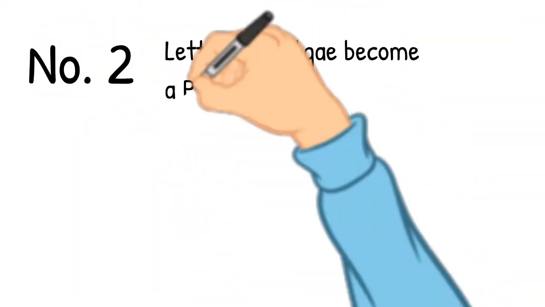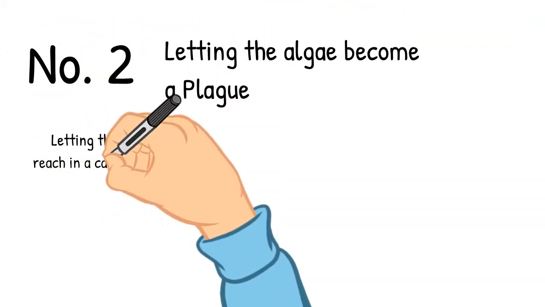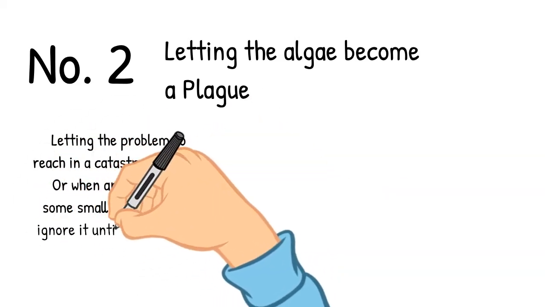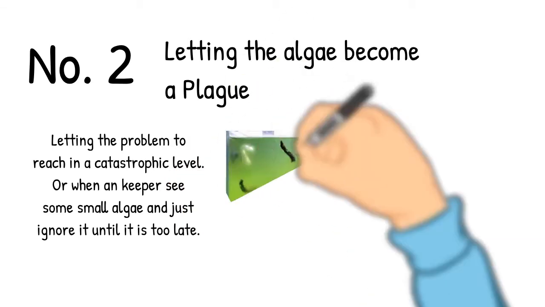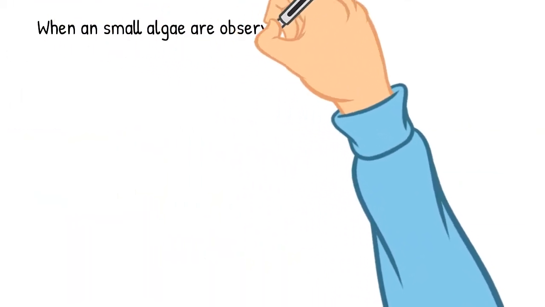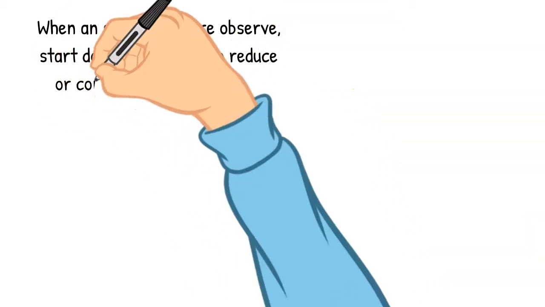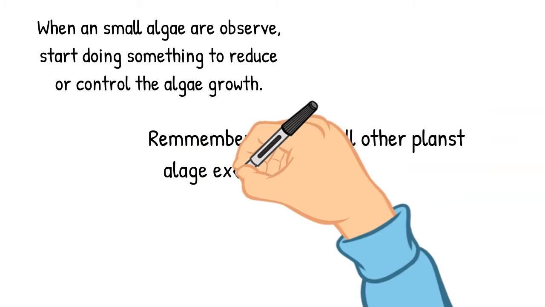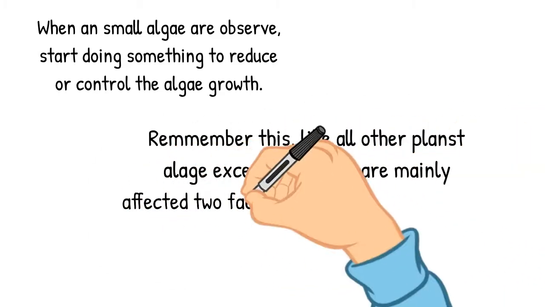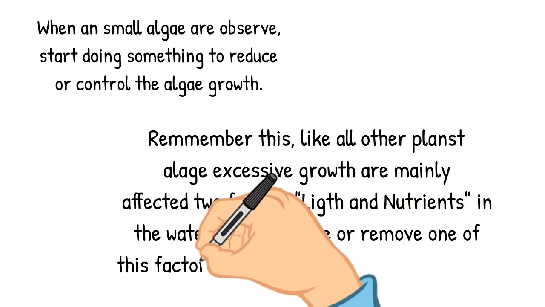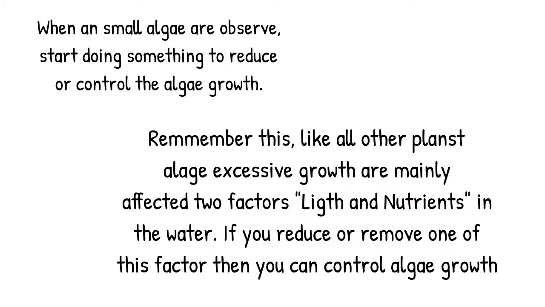Number 2. Letting the algae become a plant. This means letting the problem reach a catastrophic level, or when a keeper sees some small algae and just ignores it until it's too late. When small algae are observed, start doing something to reduce or control the algae growth. Remember this: like all other plants, excessive algae growth is mainly affected by two factors, light and nutrients in the water. If you reduce or remove one of these factors, you can control algae growth.